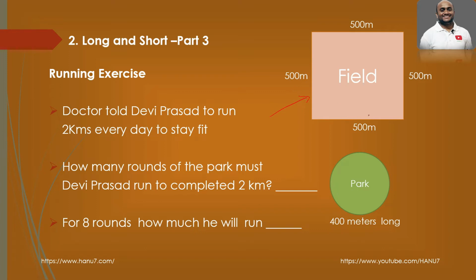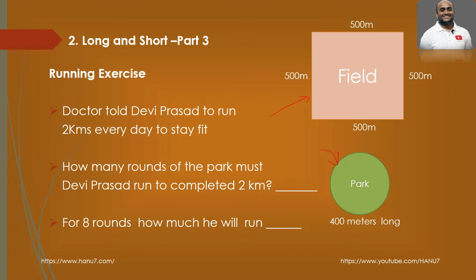If he goes there and runs, one round completes 1 kilometer. But instead of going to that field, which is very far away from his home, Devi Prasad chose a park which is nearest to him. So this is the park. Here the question is, how many rounds of the park must Devi Prasad run to complete 2 kilometers? As per the doctor's suggestion, he has to run 2 kilometers.